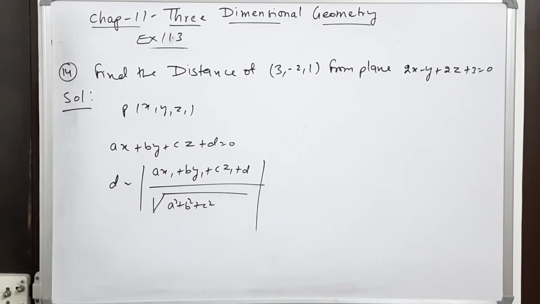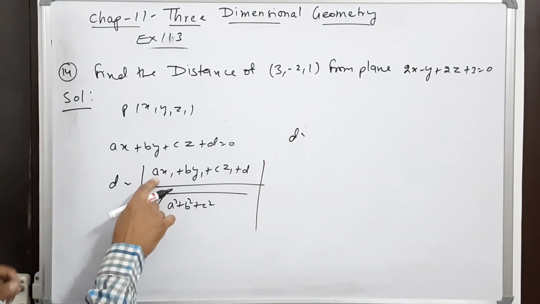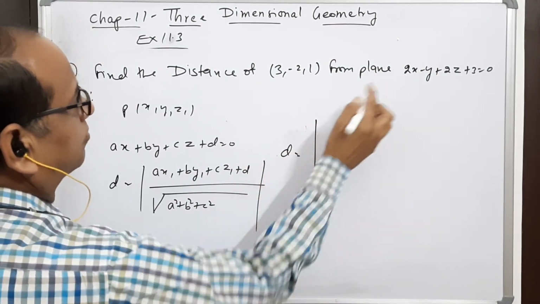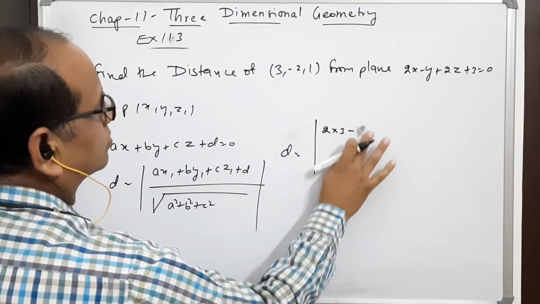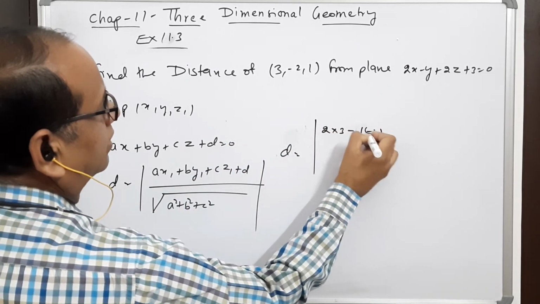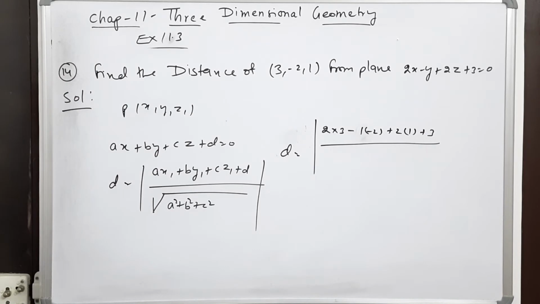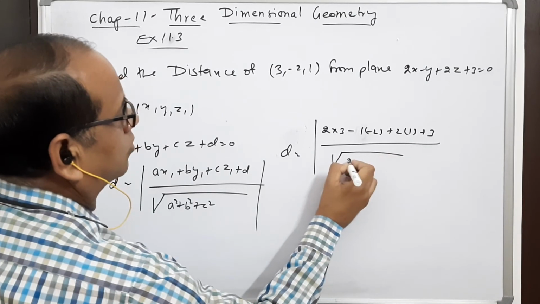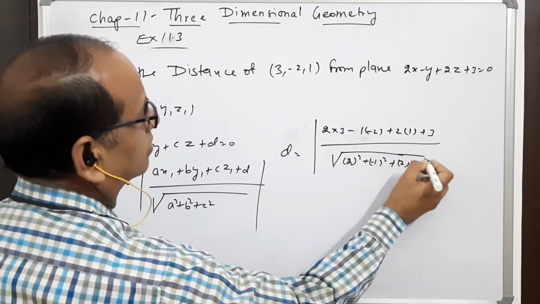So if you put the value in the formula, then the distance will be, the value of a is 2. So it is 2 into 3 minus y. So here the value of b is 1 into minus 2 plus 2 into 1 plus 3 upon root a square plus b square plus c square. So the answer will be the root of 2 square plus 1 square plus 2 square.